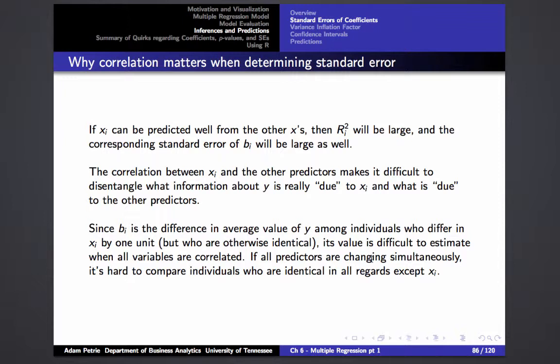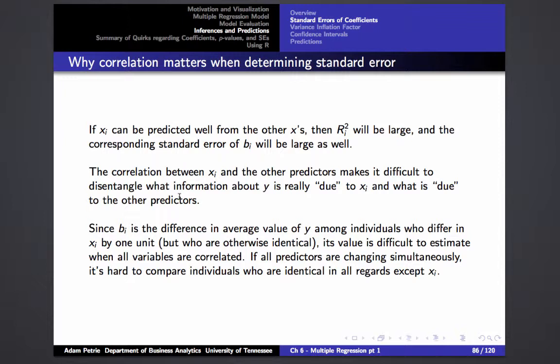Okay, so this sort of makes sense. If we're trying to isolate the association between y and a particular predictor, that's going to be hard when there's a lot of correlation. The correlation between our predictor of interest and the other predictors makes it very difficult to disentangle what information about y is really due to xi and what is due to the other predictors. Since when there's a lot of correlation, all of the x's are changing essentially simultaneously, it's difficult to pinpoint, okay, when xi changes by 1 unit, but all the other predictors are held constant, what's the expected average change in y there? It's hard to figure out because everything's moving all at once.